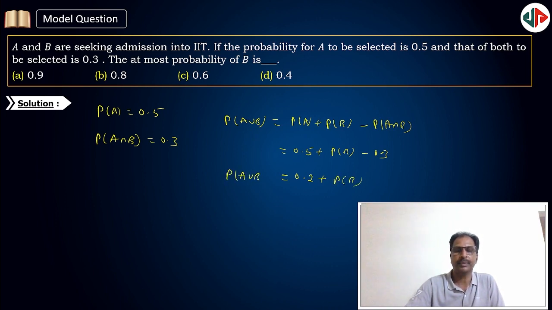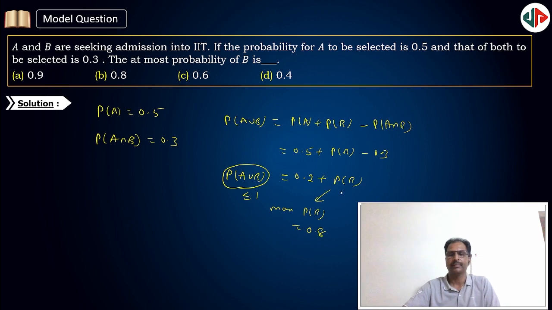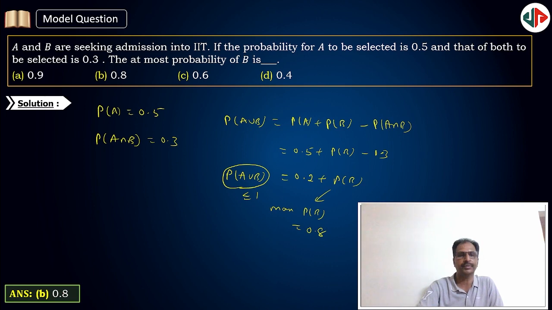Now we know that the maximum value of the probability of any event is 1. So P of A union B is less than or equal to 1. For this to be less than or equal to 1, the maximum P of B can be 0.8. Because if P of B is more than 0.8, then it will be more than 1, which is impossible. So at most P of B can be 0.8, option B.